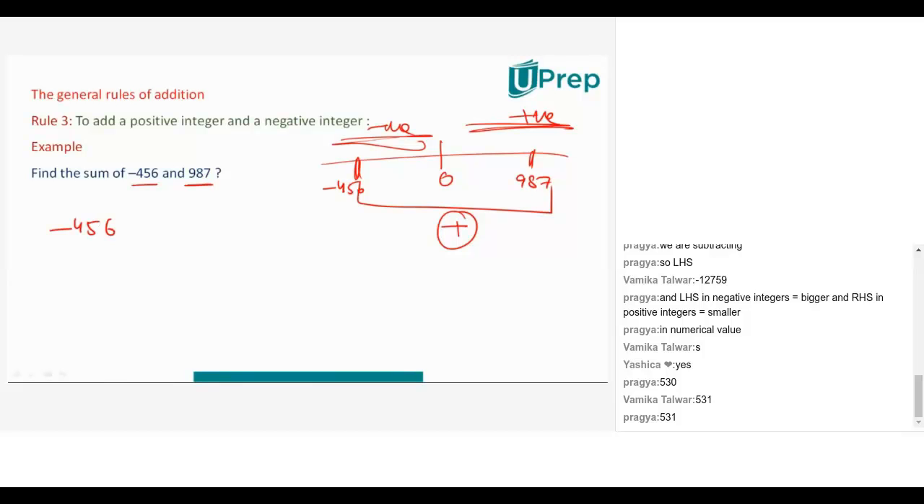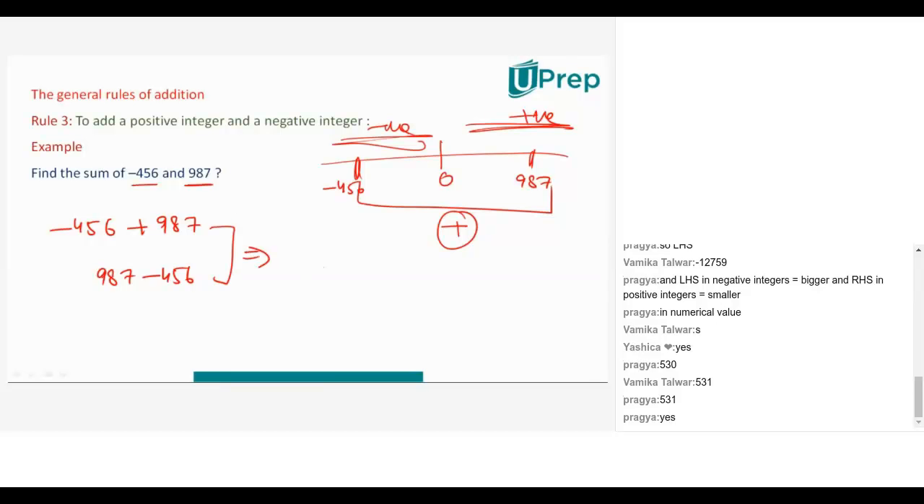Okay. Now what is he telling us? He is asking us the sum. That means sum means addition, minus 456 plus 987. Or how can I write it? I can also write it as 987 minus 456. Does it make any difference, guys? No, right? So what am I getting? 531.